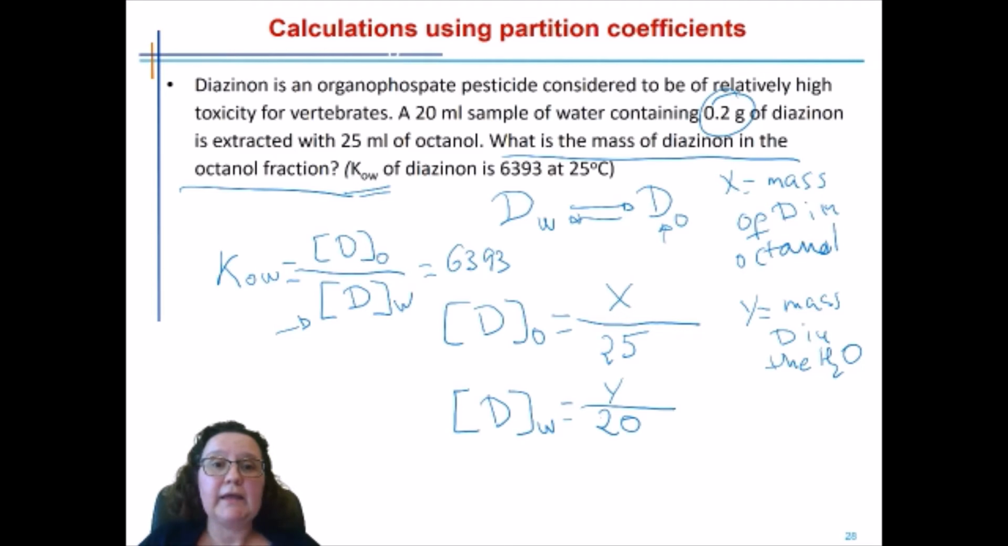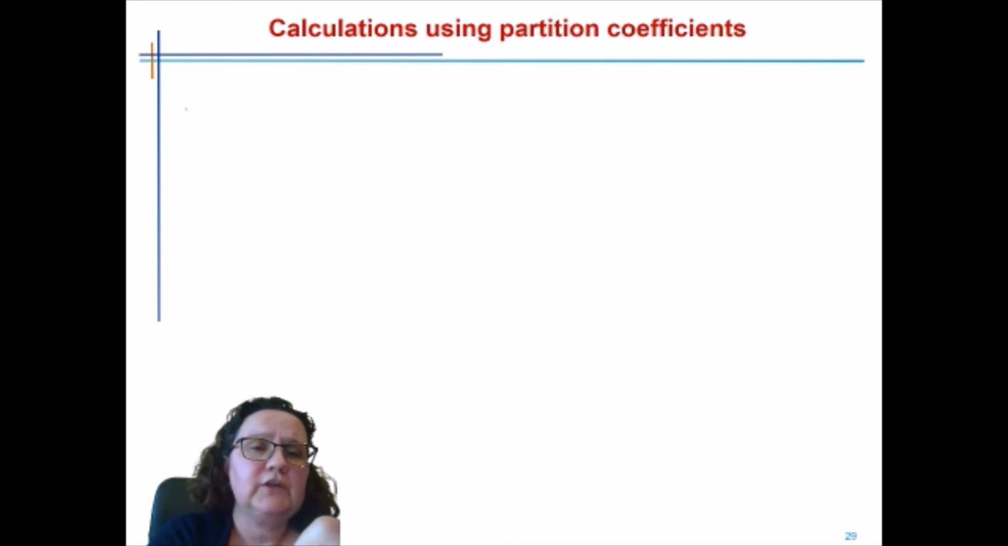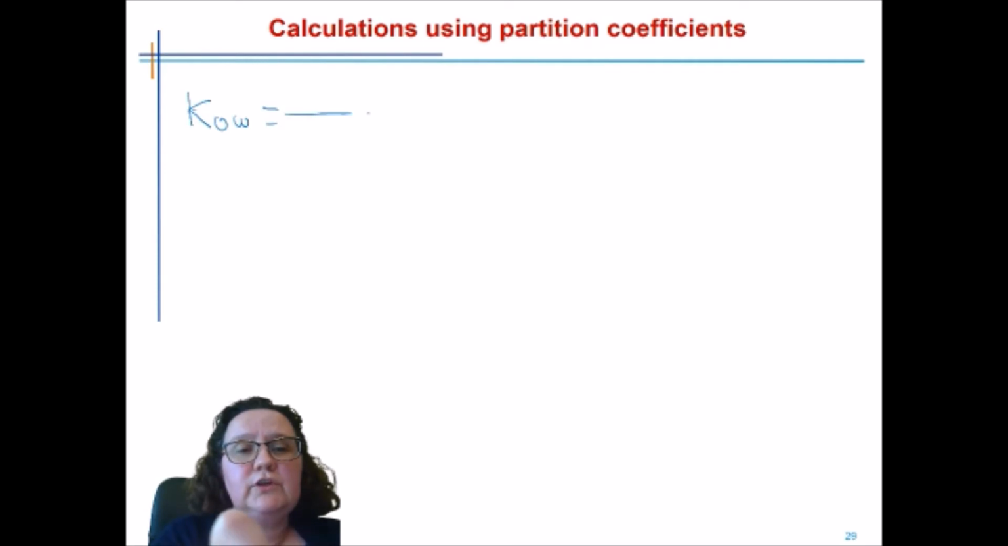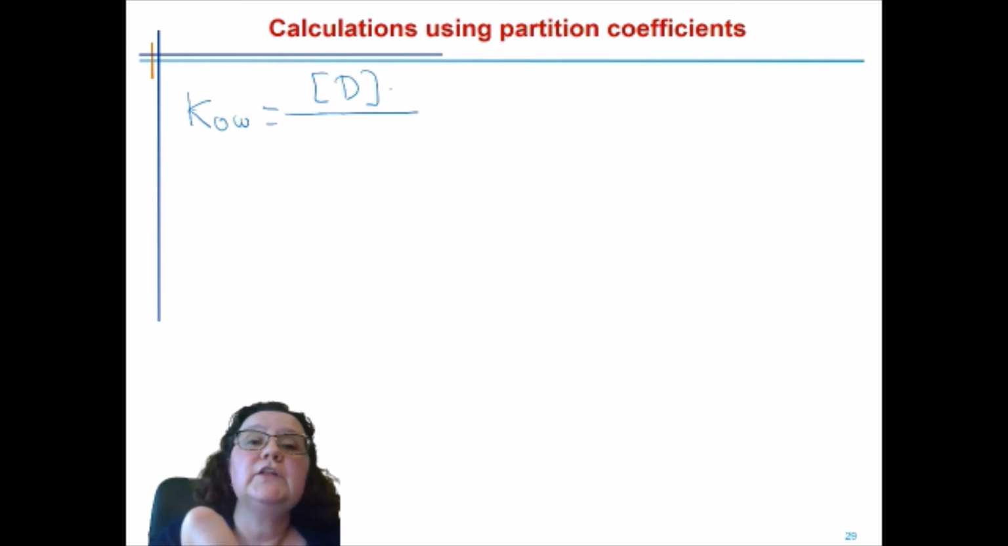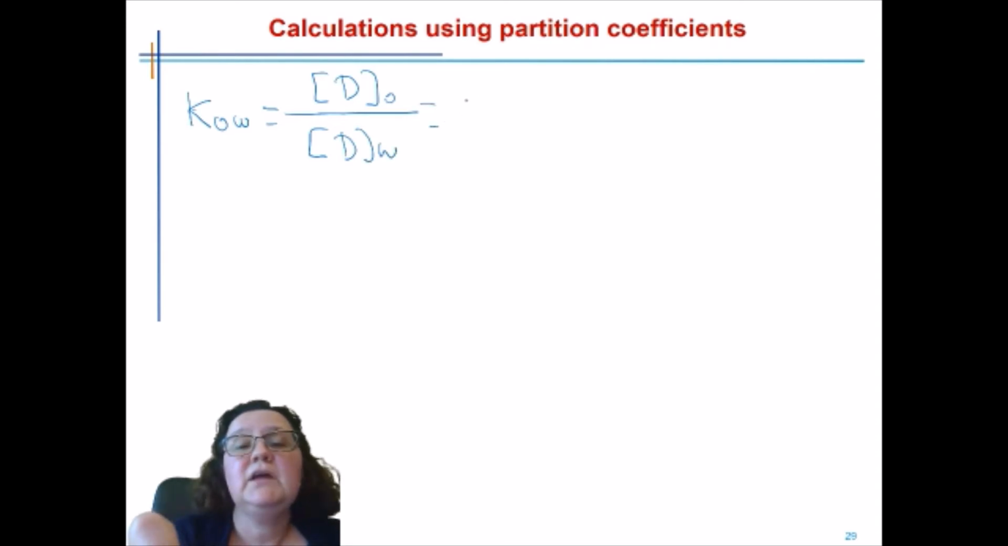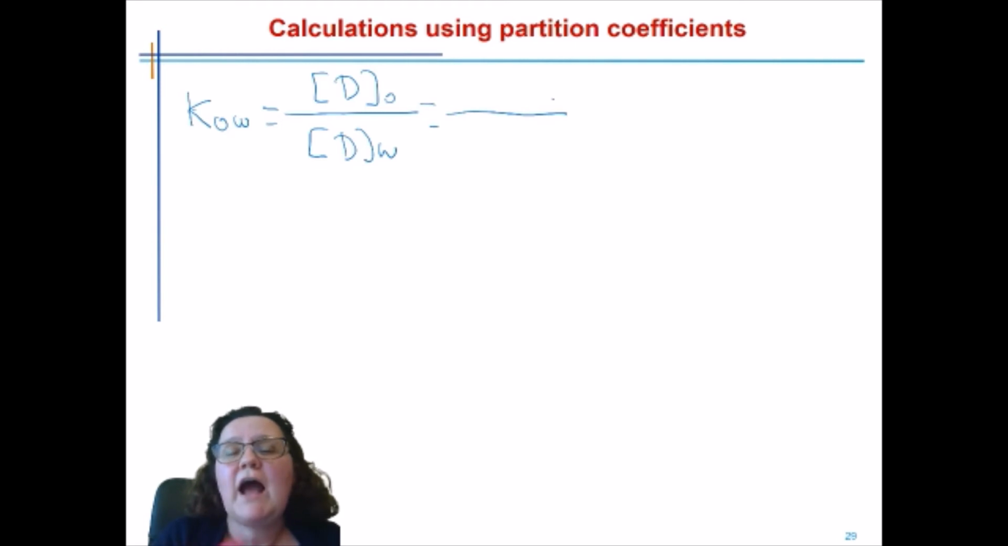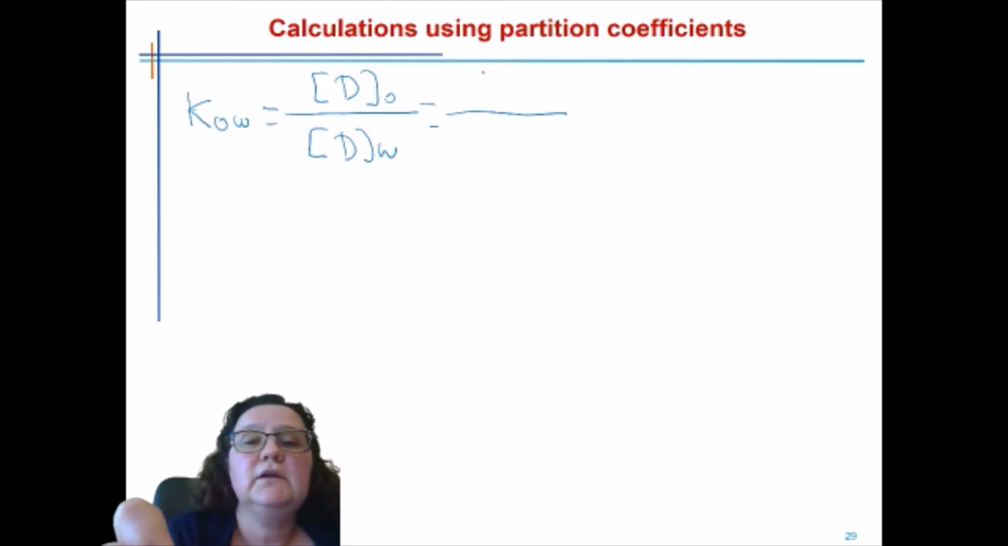So now I'm going to go to the next slide. I started with my definition of the partition coefficient, octanol-water. It's the concentration of the chemical in the octanol divided by the concentration of the chemical in the water. Then I make these concentrations into mass of the chemical: how many grams of the chemical are in the octanol divided by the volume of the octanol.